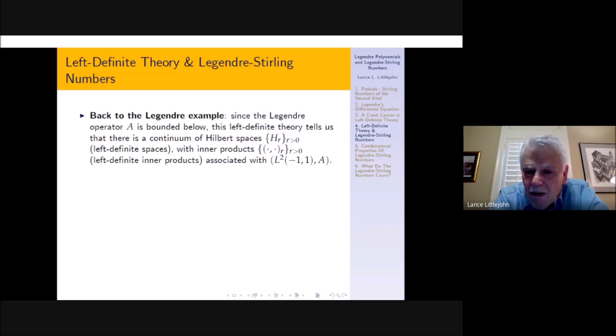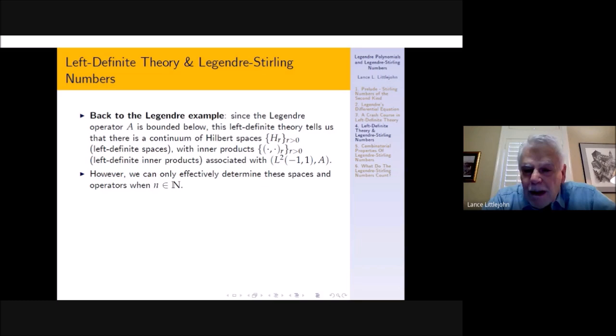Well, unfortunately, still at the present time, and this has been for 20 years, we can only effectively determine these spaces and operators when n is a natural number. So H sub r exists and is unique for all r positive, but I can only tell you what H1 is, H2 is, H3 is, and so on. I can't tell you what H a half is yet. And this is an ongoing project I have with a couple of colleagues at Baylor. And, you know, interpolation theory, Sobolev spaces, it's a tough problem.